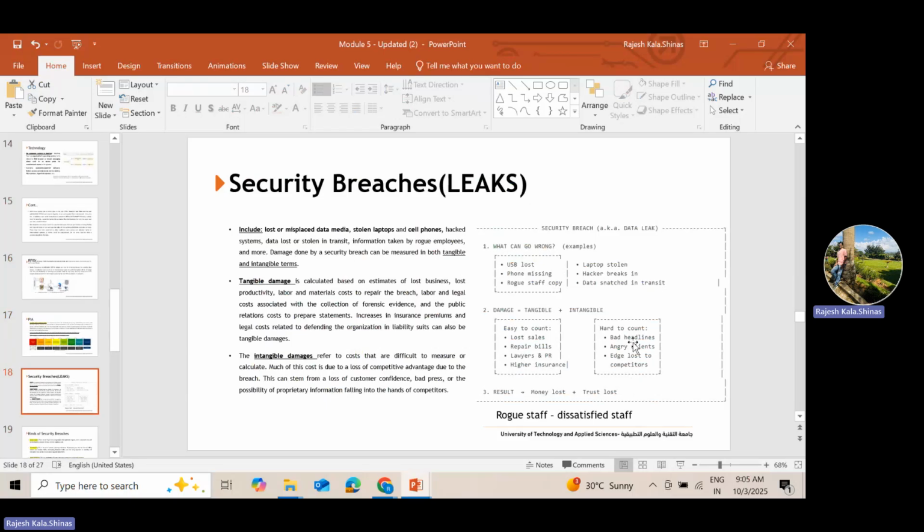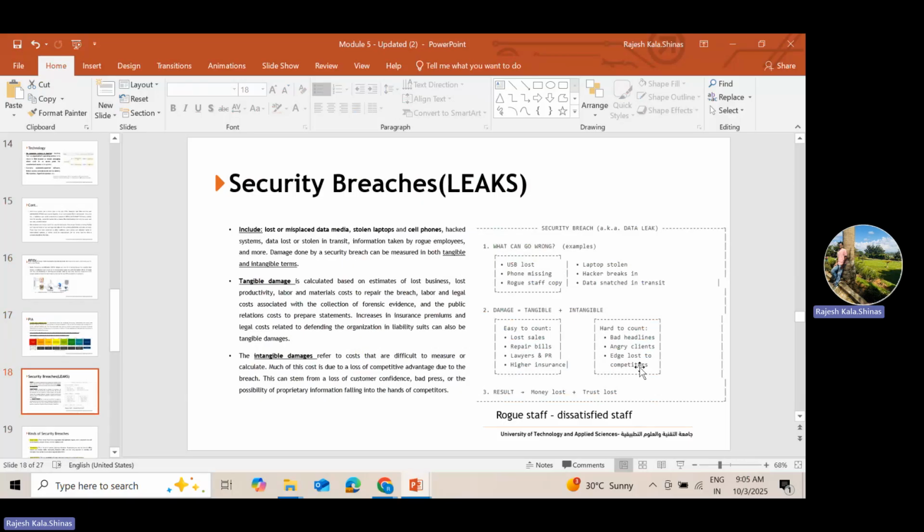Intangible means bad headlines. There will be bad news or fake news spread about your company. Your image will be tarnished in front of the public. Clients will get angry because their data has been leaked. Then there is edge loss to competitors. Your competitor will get more advantage. They will utilize that and tell others that this company has failed to secure the customer information.